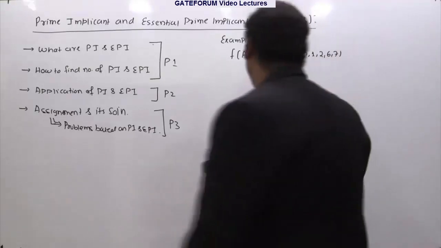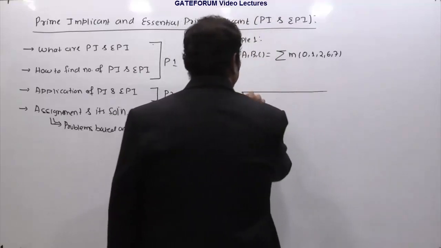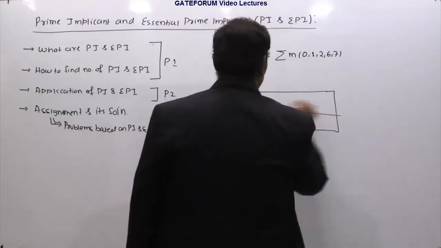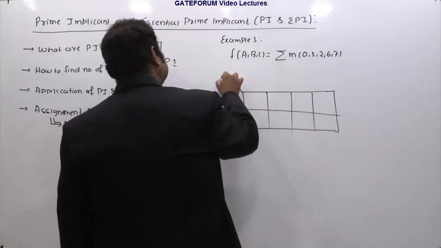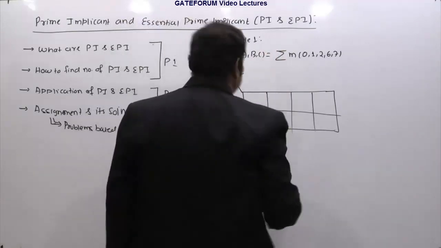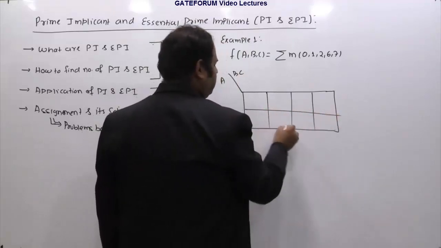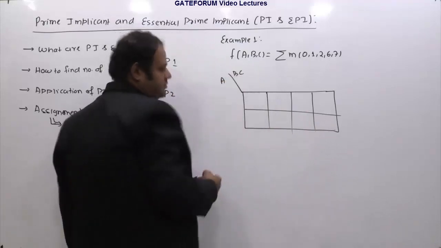For that purpose, first of all, we have to draw the K-map. So this is a 3 variable K-map. In a 3 variable K-map, there will be 2 raised to power 3, that is 8 cells. If I take this side as A and this side as BC, A is the MSB and C is the LSB. So these cells are for min terms 0, 1, 3, 2, 4, 5, 7, 6. Or you can plot it in whatever way you are used to.